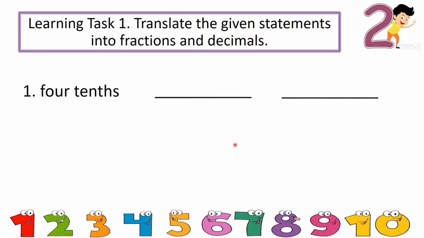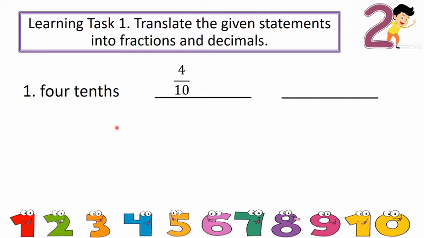So let us have examples. Let us make it learning task 1. Translate the given statements into fractions and decimals. So we have here number 1, 4/10. So 4 will be written in the numerator and 10 will be written in the denominator. So we have 4 over 10. Remember that we always write the fraction in its simplest form.